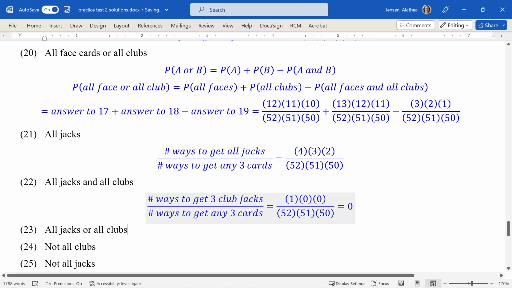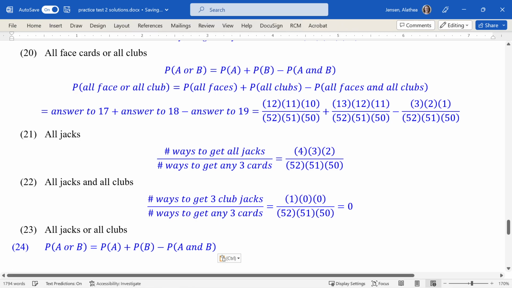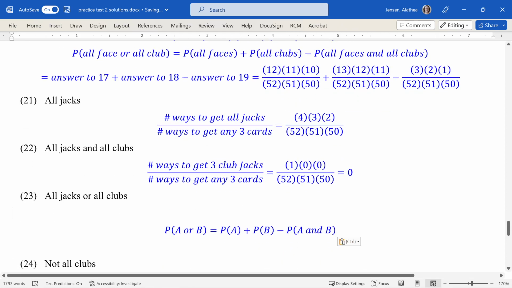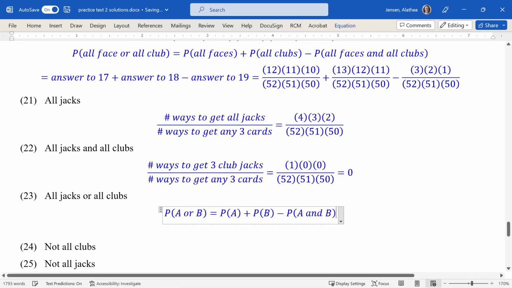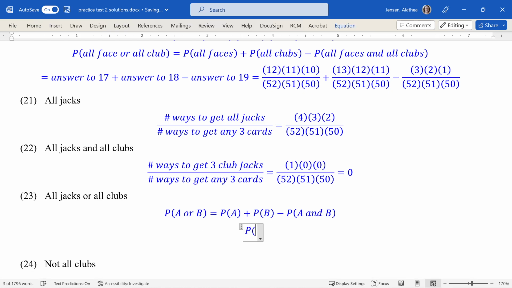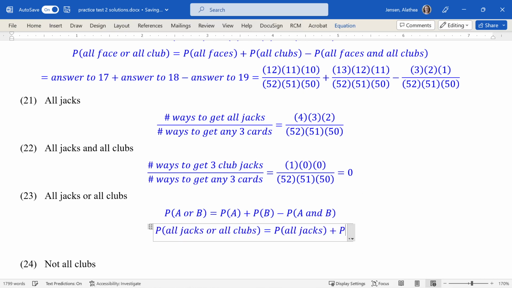Number 23, all jacks or all clubs. We can use the same formula from before, and I'm just going to go ahead and put it here, like that. And then I'll fill in what the events are. Probability of all jacks or all clubs is going to be probability of all jacks plus probability of all clubs minus probability of both.